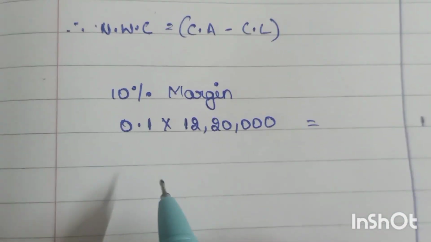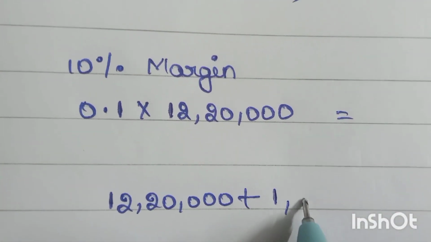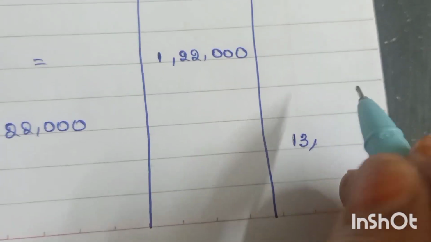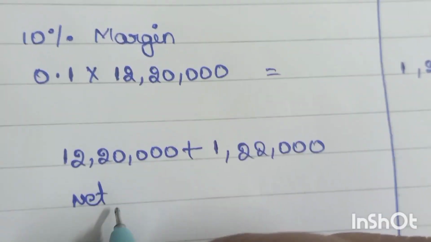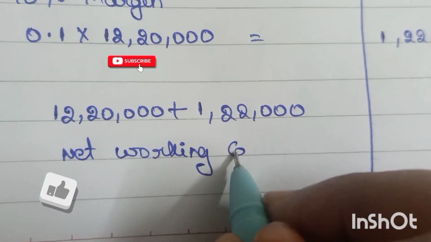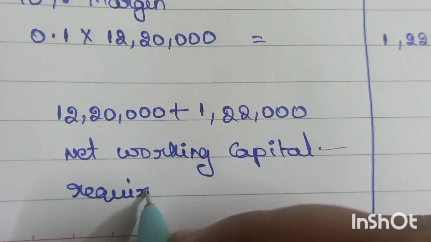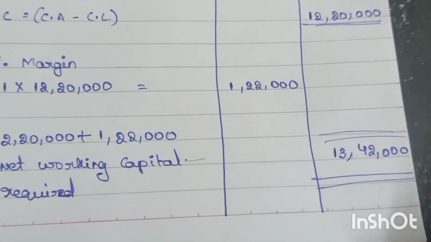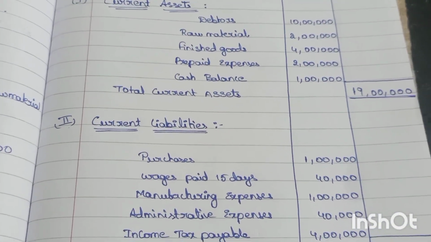Now we have to calculate the net working capital required. For that, the amount is 12,20,000 plus 1,22,000. When we calculate, we get 13,42,000. This is the net working capital required for the company. Like this, we have to calculate the working capital by using this pro forma. I hope you understood, students. Thank you. Have a nice day.